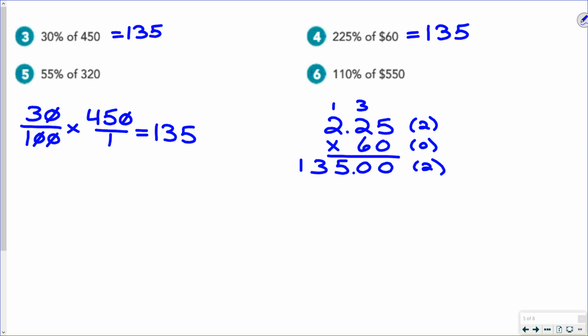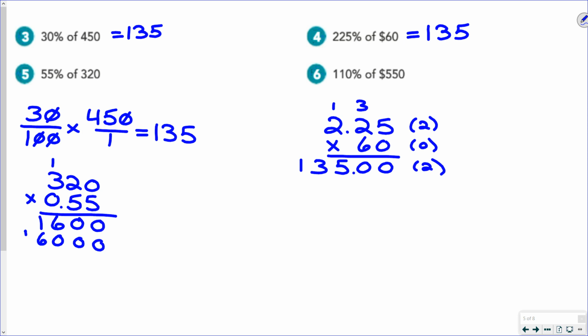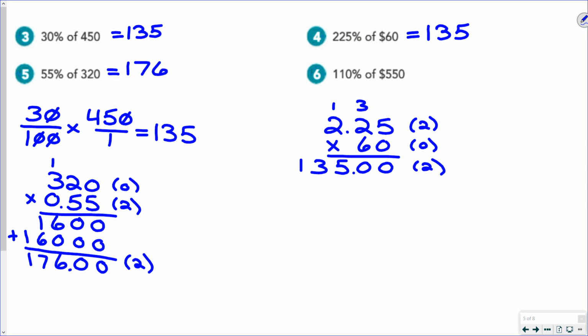So for number 5, 55% of 320, I would once again use a decimal here. 5 times 0 is 0, 5 times 2 is 10, 5 times 3 is 15, plus 1 is 16. For the second line, I start with the 0, and since I'm multiplying by 5 again, it's just a repeat of my previous multiplication. Add all those together. No digits after the decimal point there, 2 there, for a total of 2. So my answer is 176. And then for number 6, I would return to a fraction.